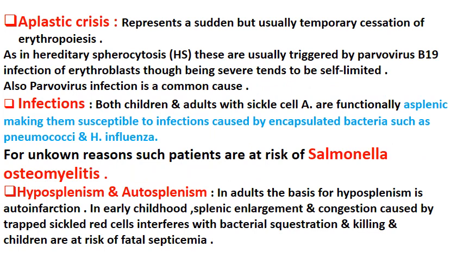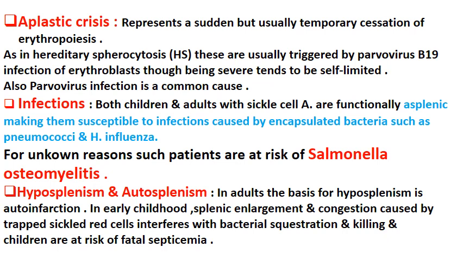Aplastic crises represent sudden but usually temporary cessation of erythropoiesis. The bone marrow stops producing red blood cells. It's triggered in hereditary spherocytosis by parvovirus B19 infection of erythroblasts. The same infection, parvovirus infection, causes aplastic crisis in sickle cell anemia. It is severe, however, it is self-limited.